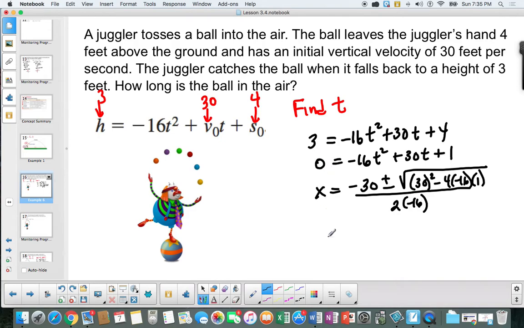Now the two solutions I get is, I shouldn't be writing x because my variable is actually t. So time will be equal to -0.03 and 1.91. All right, so these are the times that we get for the solution. And our answer will be the positive one, because time can't be negative in our problem. And so we get a solution of 1.91 seconds in the air.